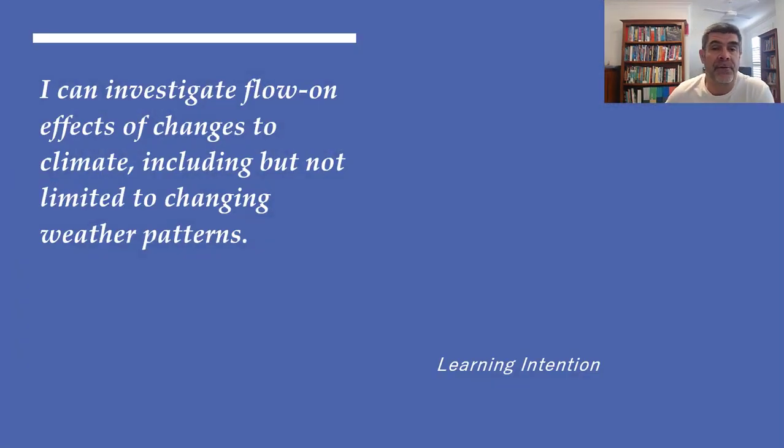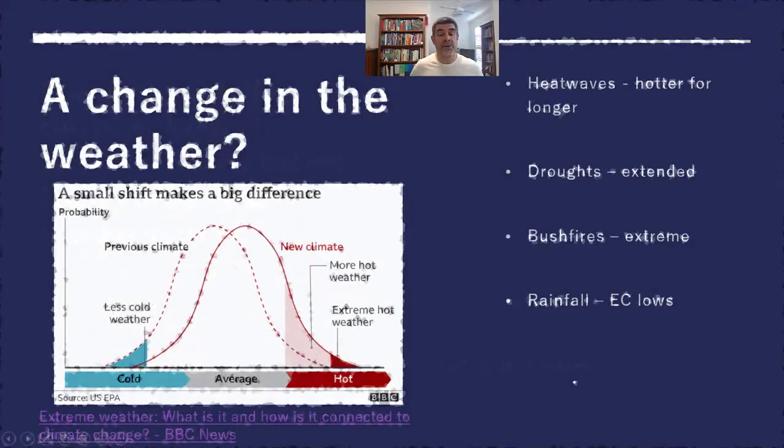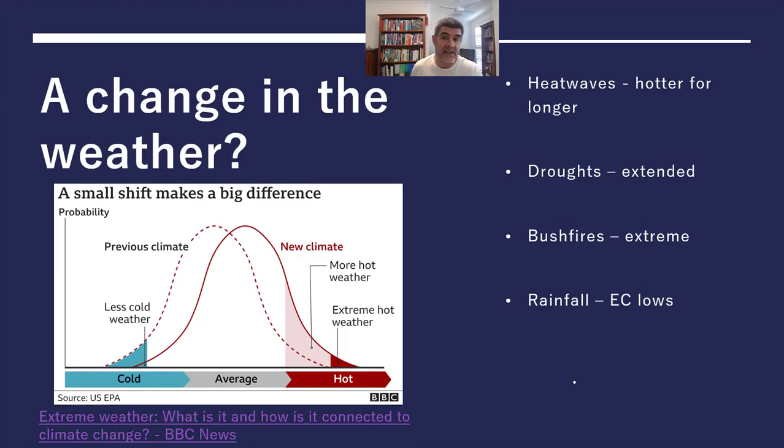The learning intention for this video is for you to investigate flow-on effects of changes to climate, including but not limited to changing weather patterns. So to a certain extent we've left our look at some of the factors that may have contributed to the changes in the climate, and now we're trying to analyze some of the effects of those changes. One of the important things that we think has happened is that there has been a change in the climate. But climate is a long-term pattern.